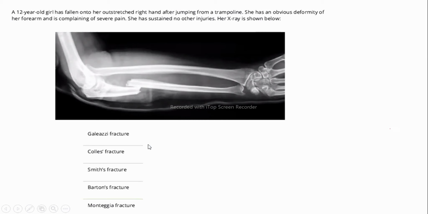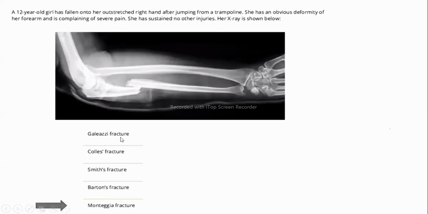Monteggia fracture. How to differentiate between Galeazzi and the Monteggia fracture? Galeazzi, ulnar or radial? Radial. Monteggia, ulnar. So the one fractured here is the proximal ulna. Monteggia fracture.